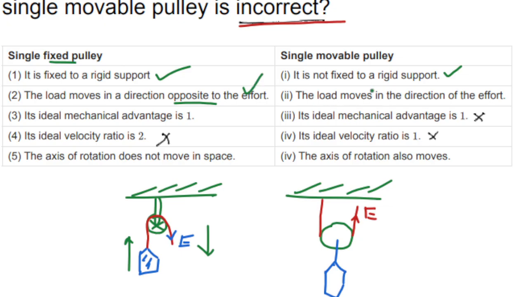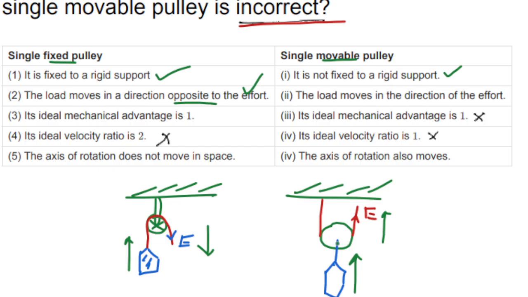The load moves in the direction of the effort in the case of a movable pulley. So this is the movable pulley. So this is the load. If I pull this rope upwards, the load will also go in the upward direction. The direction will be the same. For a fixed pulley, the ideal mechanical advantage is 1. Yes, because the speed at which you pull this, the load will come up at the same speed. So it will be the same.